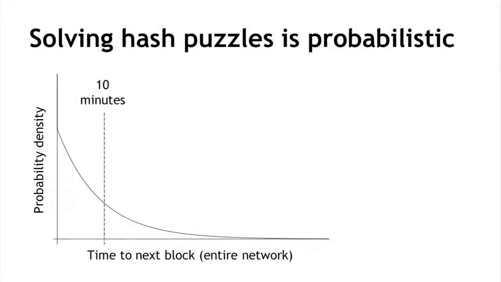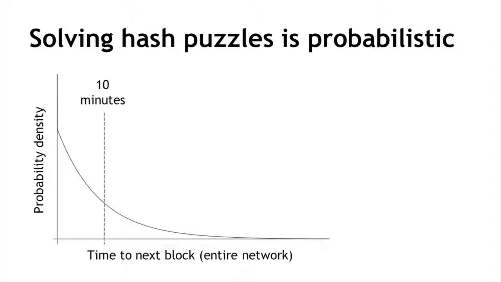But typically nodes try so many nonces that a discrete probability process called Bernoulli trials can be well approximated by a continuous probability process called a Poisson process. And the end result of all of that is that the probability density function of the time to find the next block by any node in the network globally looks something like this.